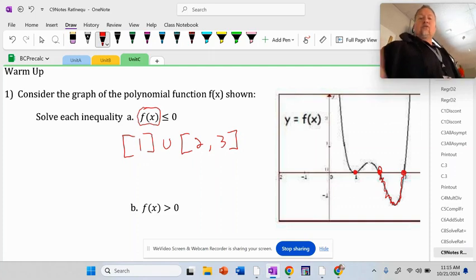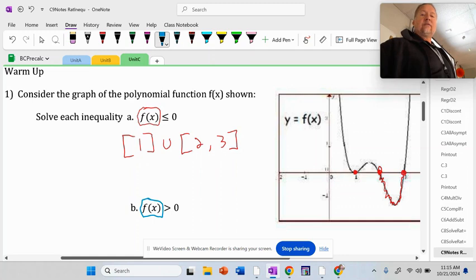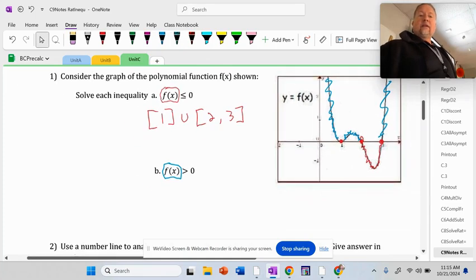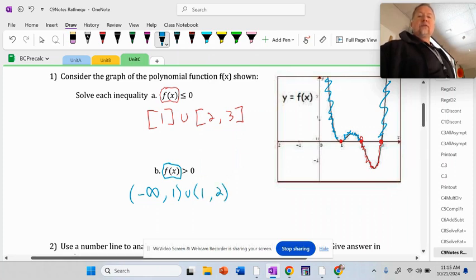All right, but then greater than 0, let's change the colors here. Where are the outputs greater than 0? Here, and here, and here. But what are the inputs that create that is the answer to the question. And that's negative infinity to 1, not including 1, so I have to exclude it. 1 to 2, not including 2, and then 3 to infinity. All right, and then that's a much different thing there.